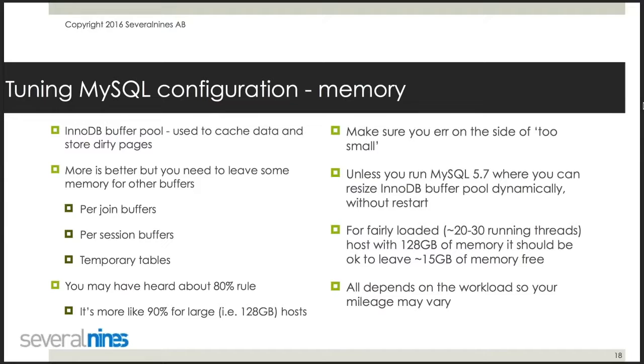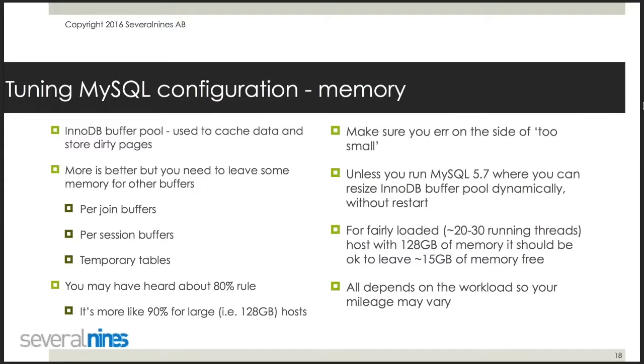You still have to keep in mind that there are some other buffers, like per join buffers, per session buffers, or temporary tables, in-memory temporary tables, which still, I mean, you need some memory. So you shouldn't over allocate. You may have heard about the 80% rule, which means that you allocate 80% of your memory to the buffer pool, and that's basically it.